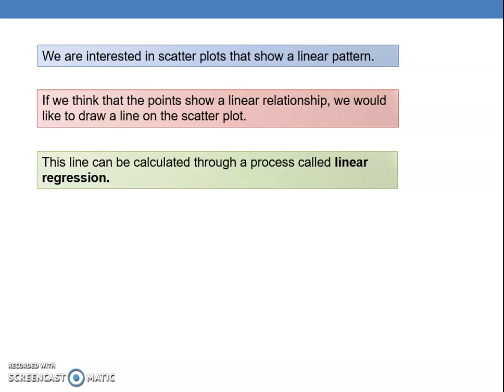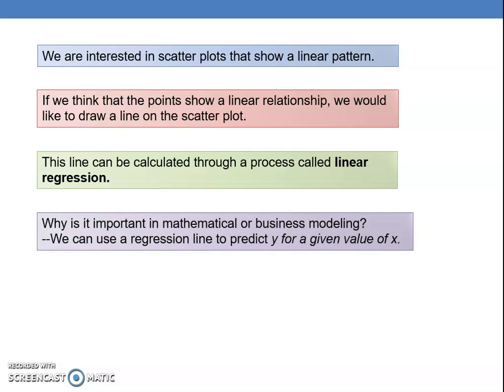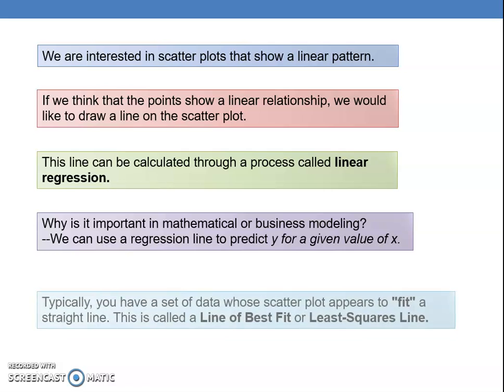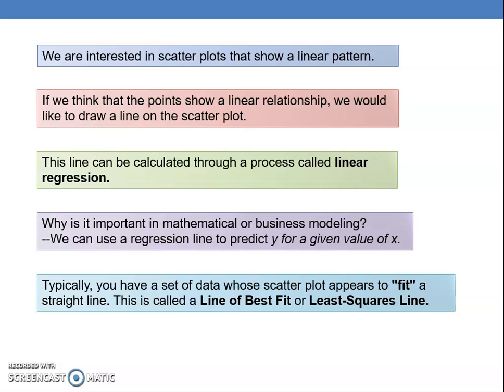This is very common in statistics. And why are we studying this if our topic is mathematical modeling or business modeling? We can use a regression line to predict the variable y given a value of x. That's the concept of mathematical modeling, what will happen in the future. Typically, you have a set of data whose scatter plot appears to fit a straight line, and this is called, as I've said in the previous slide, line of best fit, or your least square line.